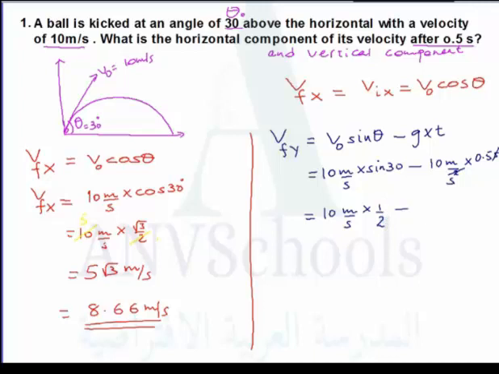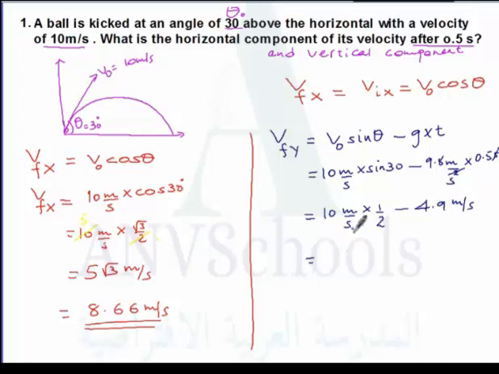Let's use 9.8 for the acceleration due to gravity, because if it's not given, it is better to use 9.8. So 10 meters per second multiplied by sin 30. Sin 30 is half, and 9.8 times 0.5 you just multiply, and you'll get 4.9 meters per second.